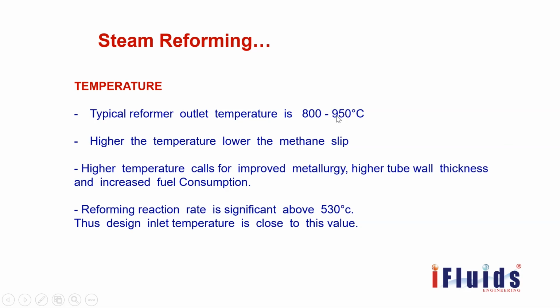The typical reformer outlet temperature is 800 to 950 degrees Celsius. The higher the temperature, the lower the methane slip. Methane slip means unconverted feedstock, so we should try to eliminate or avoid the methane slip. Accordingly, the temperature is maintained based on the product sample analysis.